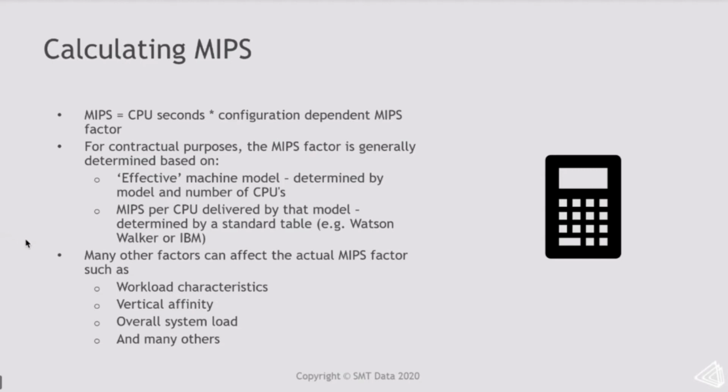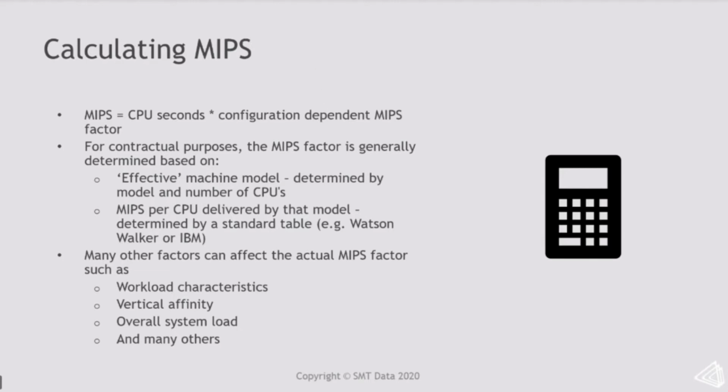There's many other factors that are going to affect your actual MIPS, which are a little bit beyond the scope of this presentation: your workload characteristics, affinity, overall system load, and many other things. But for contractual purposes, what we typically work with is just these two things: what's the model and what's the MIPS table we're using to determine the MIPS.